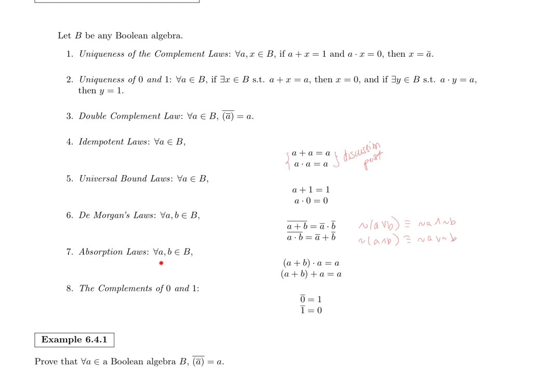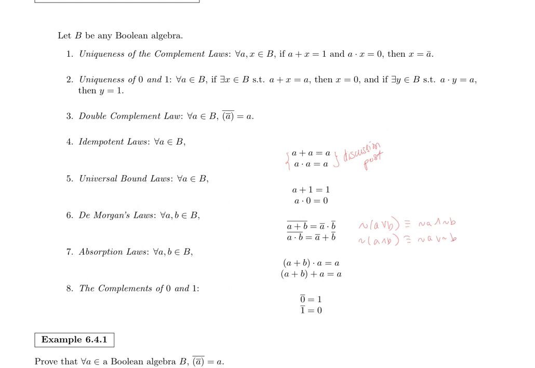Our absorption laws say for all A and B in our Boolean algebra, A plus B times A is just A, and A times B plus A is also just A. The complements of 0 and 1 make a lot of sense if you, again, make them analogous to set theory. The complement of 0 is 1, and the complement of 1 is 0. Like I said, analogously, the complement of the null set is the universal set, and the complement of the universal set is the null set.